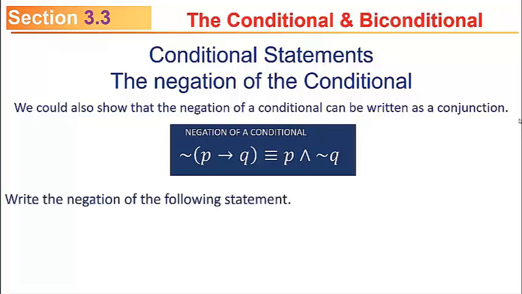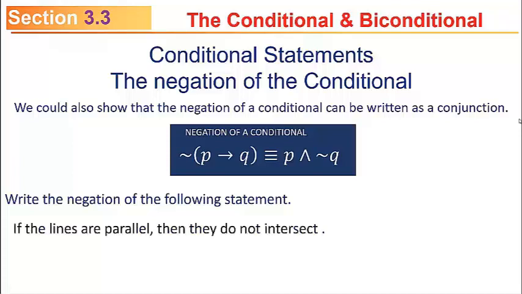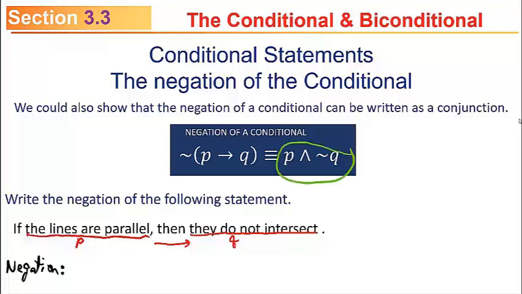An example: write the negation of the following statement. The statement is, if the lines are parallel, then they do not intersect. So the negation of that statement. The lines are parallel is like the P. The if-then is the right pointing arrow. They do not intersect is like Q. So forming the left-hand side of the statement and changing it into the right-hand side of the statement is what they're asking me to do.